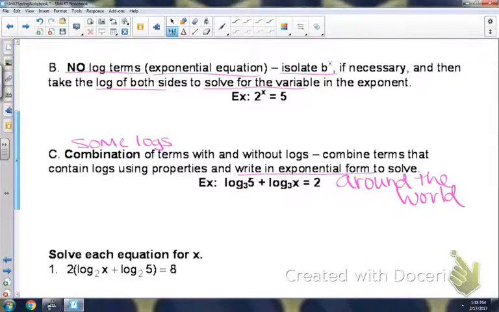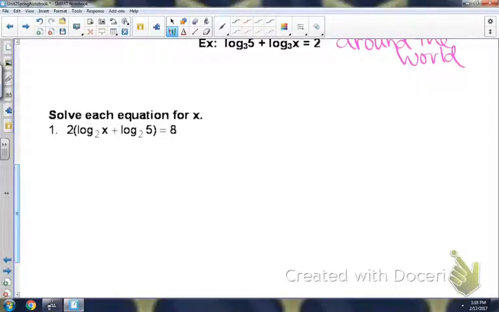Okay? Alright, so we're going to solve each equation for x. So we first need to figure out what type of equation we have. Notice that we have a log, then we have another log, but notice on this right side here, that is not a log term, which means this is sum, or a combination. So that part C. If that is the case, you're trying to condense it into 1 log that equals the non-log. Okay? So I first need to get rid of that 2. So I'm going to divide by 2.